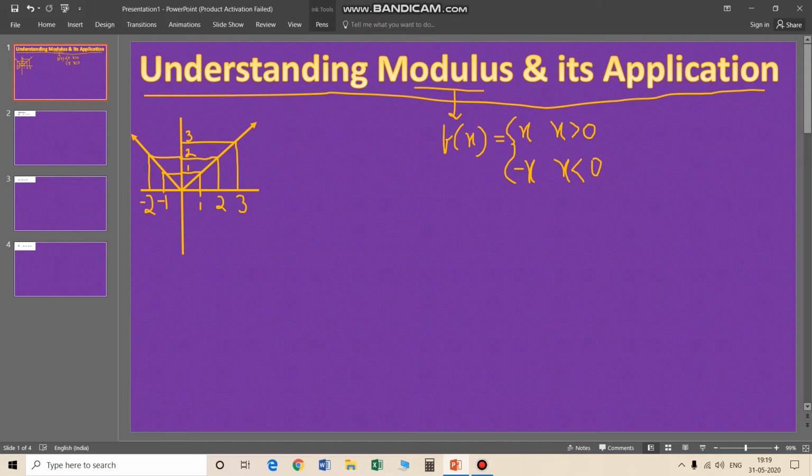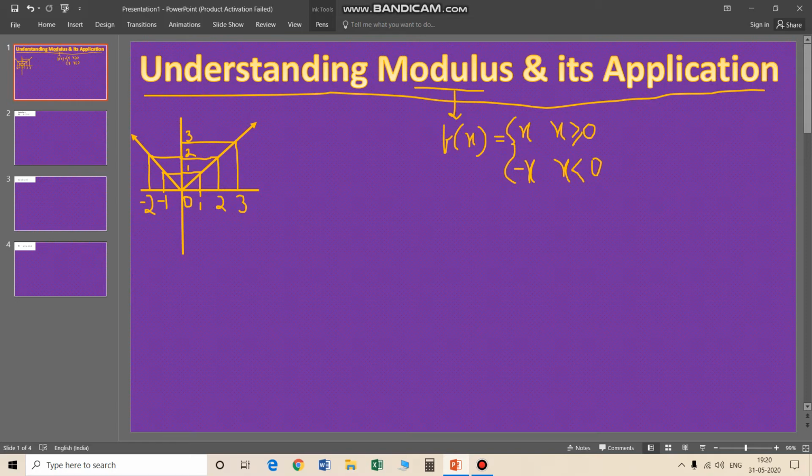Nothing will be moved to the negative side. The curve will not move to the negative side. The 0 value will be 0. Modulus of 0 is 0. Then we can write this as greater than or equal to only, nothing about less than or equal to. 0 is a very weird thing in modulus.